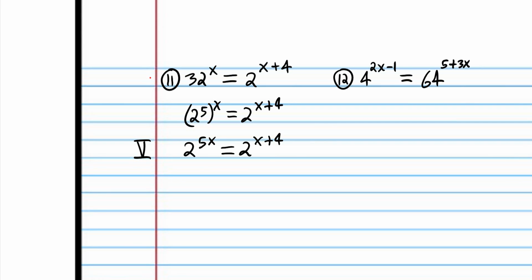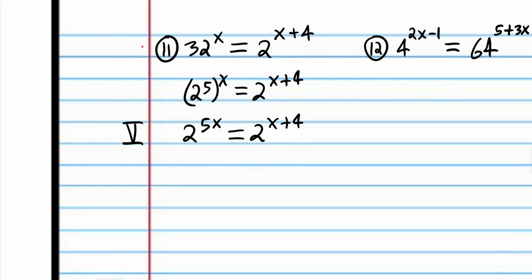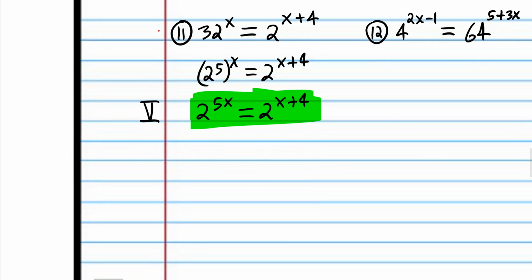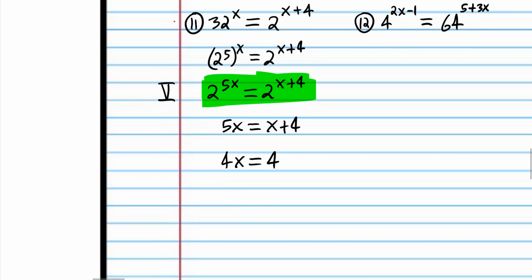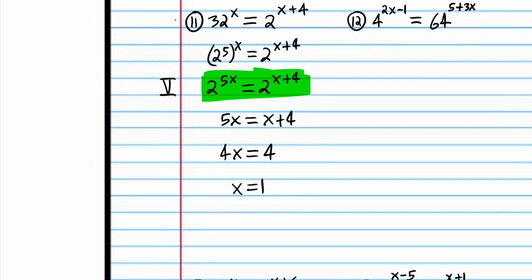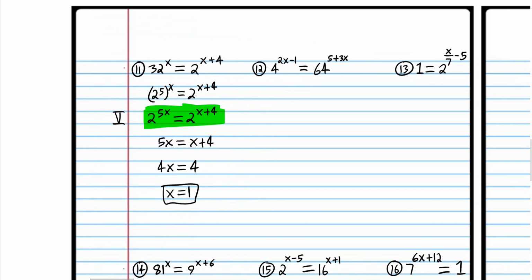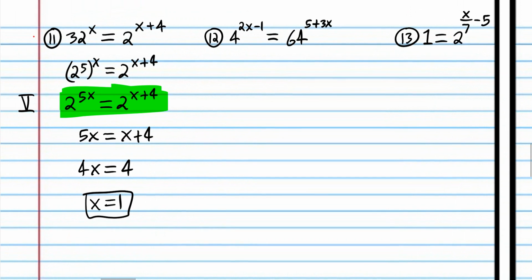So now, at this point, we have the same base. So we can get rid of those bases and subtract x from both sides. And it's just basic math, and we see that x is equal to 1. So pretty easy.